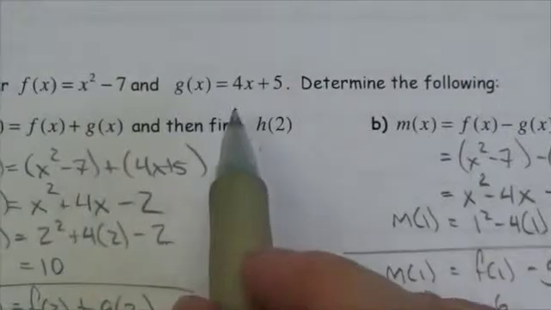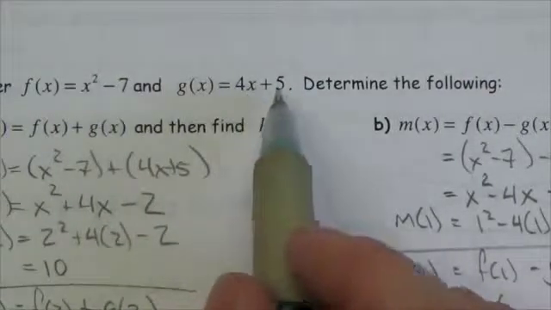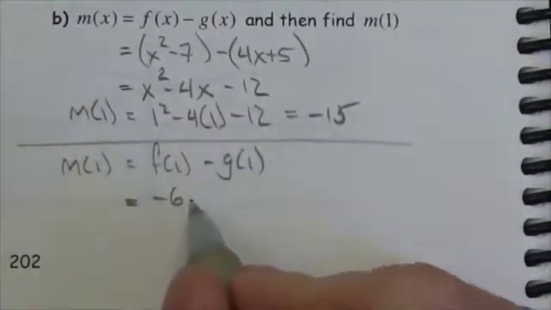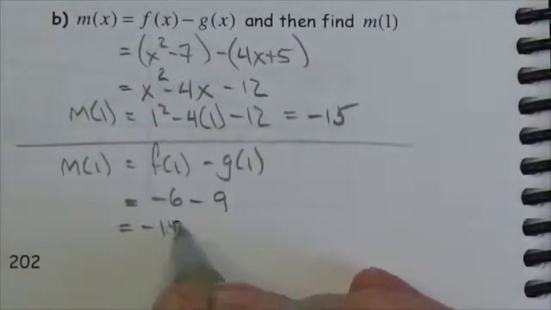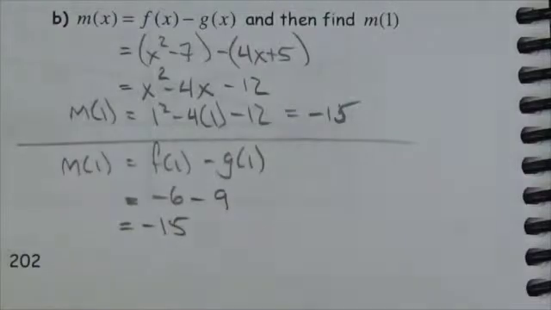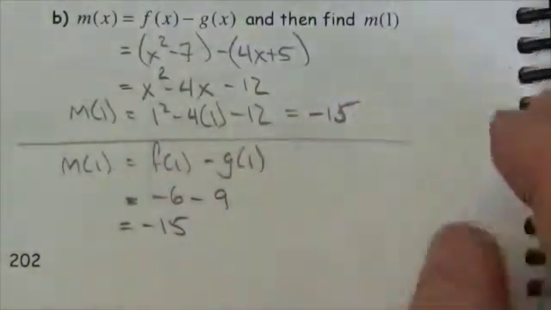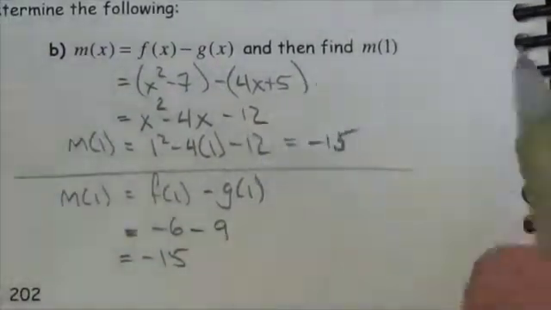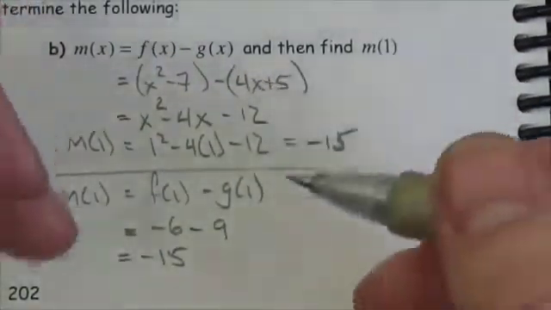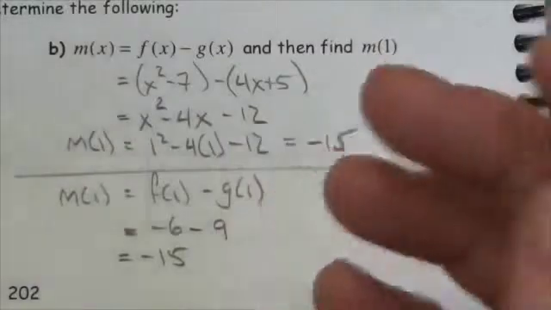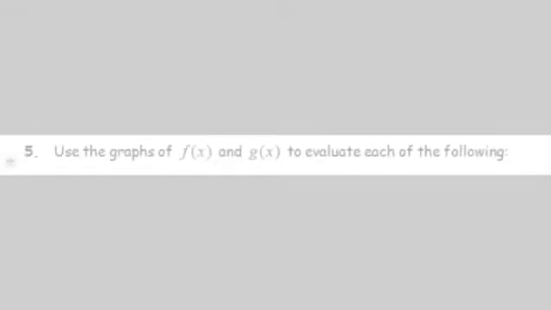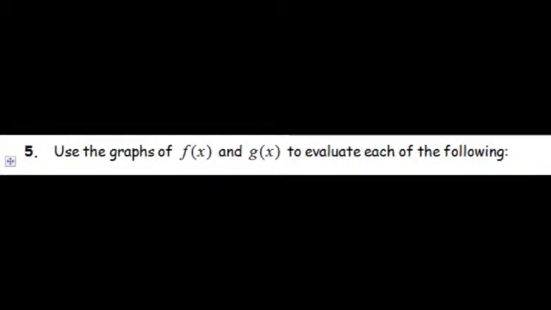4 times 1 is 4, plus 5 is 9, so minus 9, and the answer is negative 15. So it really shouldn't matter what order you do those in. Now, again, it matters what order you subtract them in, but it really shouldn't matter whether you evaluate the functions first or evaluate the function at a specific point later. That shouldn't matter.